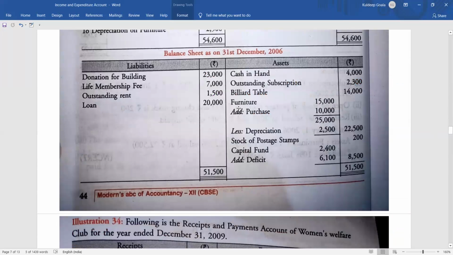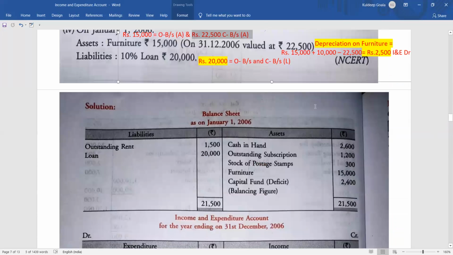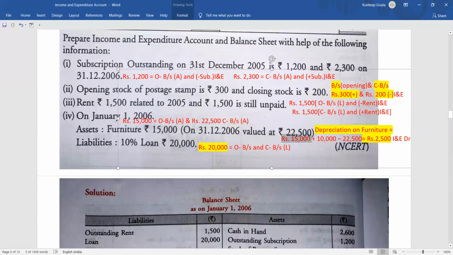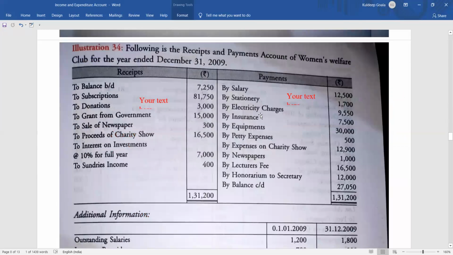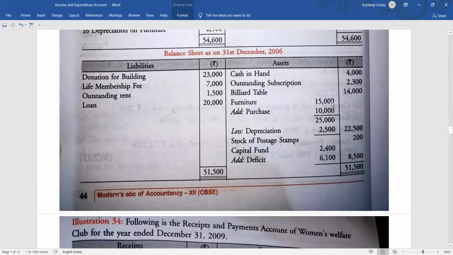Say here it is given as a whole. Furniture was having 15,000 of opening balance. See, furniture was having opening balance of 15,000. Add purchase of 10,000. Less, here we are going to deduct the depreciation, then we will get the closing balance of 22,500. Okay, that is what will be done here. You can see furniture was having 15,000, add purchase 10,000, it is coming 25,000, less depreciation 2,500, after which 22,500. Okay, so this is how the furniture will be placed.